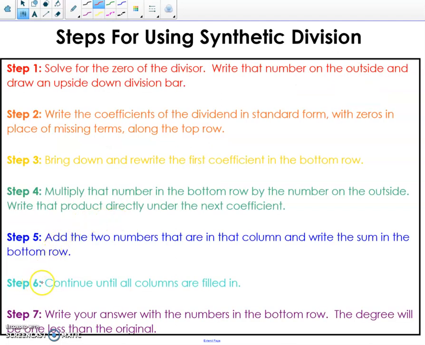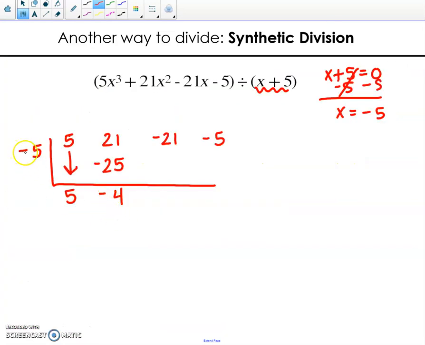And then step 6 says continue until all columns are filled in. So if it's on the bottom, we're going to multiply it to the side. So -4 times -5 is going to give us 20. We're going to add -21 and 20, so we get -1. Multiply -1 times -5, so that's 5. Add -5 and 5, and that's 0. And then we're going to put a little box on that last number. So this last number is our remainder. If we have a 0, like we do here, we're going to just realize that it goes in evenly, and if it's a number, then that's our remainder.